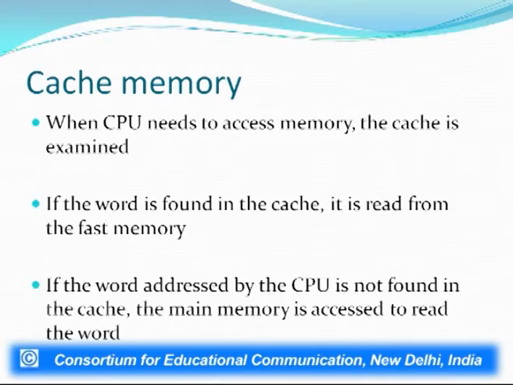When the CPU needs to access memory, the cache is examined. If the word is found in the cache, it is read from the fast memory. If the word addressed by the CPU is not found in the cache, the main memory is accessed to read the word. When the CPU refers to memory and finds the word in cache, it is said to be a hit, otherwise it is a miss. So till now we talked about the memory hierarchy, about the ROM, about the RAM, and a little bit about the cache memory also.